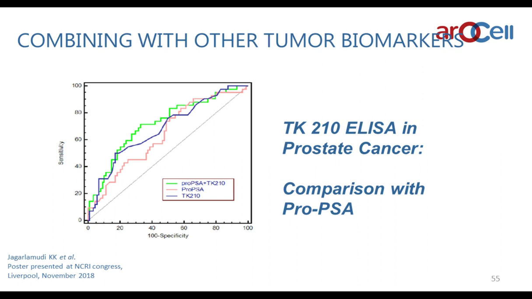This has been shown similarly in prostate cancer. You have a comparison with pro-PSA. The red line is the pro-PSA. The bluish line is the TK210, very similar. But if you combine them, you get a bit better result there. So you can say that in separating subjects with potential prostate cancer from subjects which are found to have prostate cancer, TK210 is about as good as the new prostate biomarker pro-PSA, but combined with pro-PSA is even better.